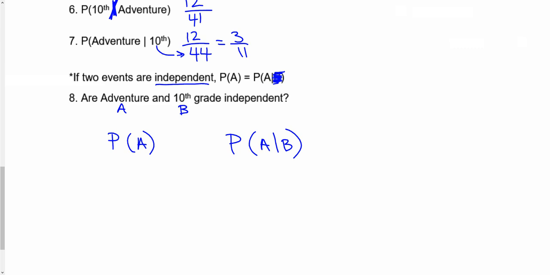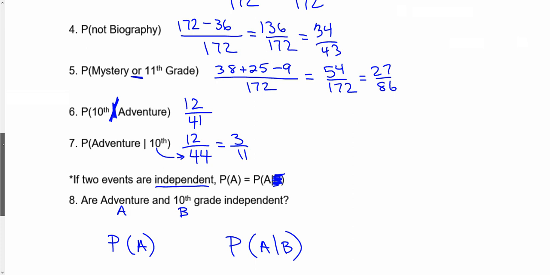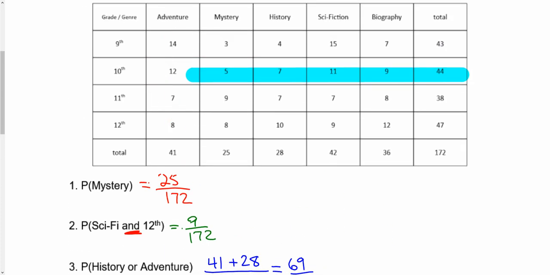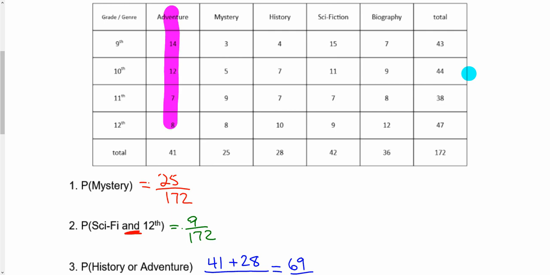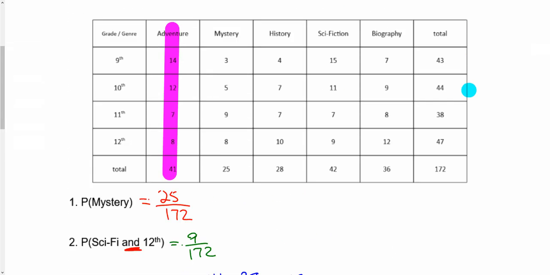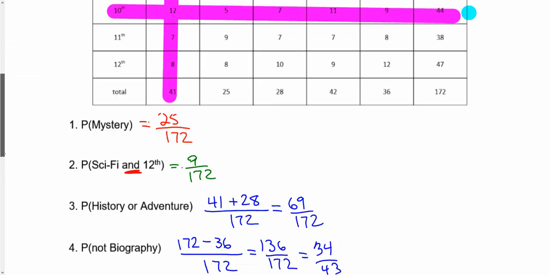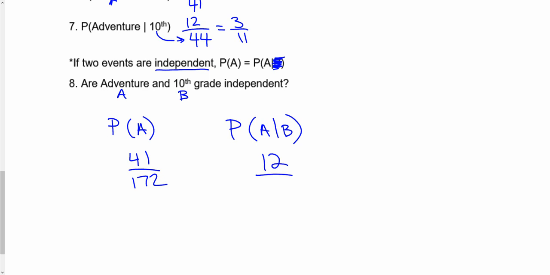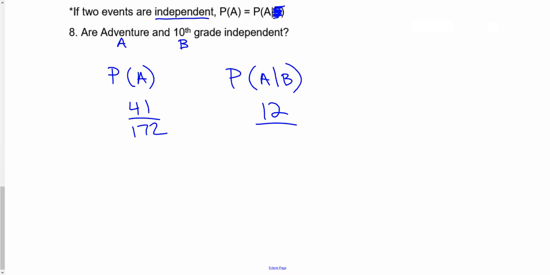And we're going to get all this information from the table. So what's the probability of adventure? Let me erase this. So if I do the probability of adventure, there are 41 people that like adventure. So this is 41 out of 172. Okay, and then the other event is the probability of A given that B has occurred. So we want to find the intersection between adventure and 10th grade. So here's 10th grade. So this is 12. So we've got 12 on top over, yeah, it's going to be out of 44. Now to make our comparison, we want to actually use the decimal. So type them in the calculator and tell me what the decimals are.